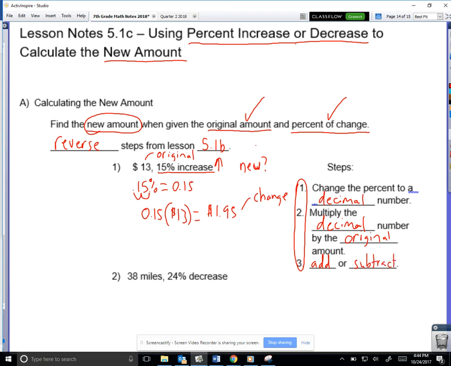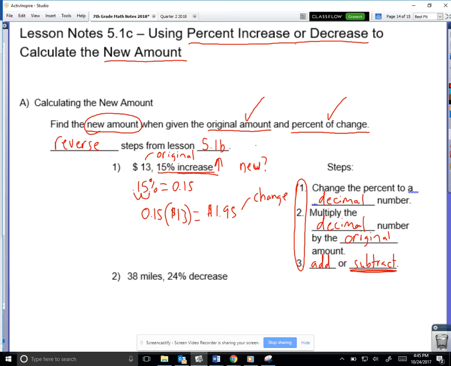Okay, this was the first step we did in yesterday's lesson. Now this one becomes the last step we're doing in today's lesson. We're going to add or subtract, and here's how you decide. Check this out. It is a 15% increase. It's going up, so that tells us we're going to add.